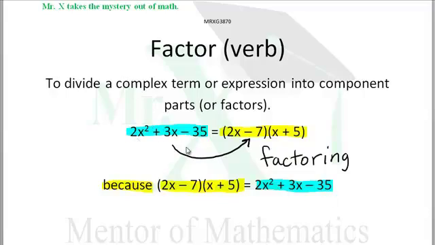And if you started with this quadratic, 2x squared plus 3x minus 35, you could factor it into these two binomials because they are equivalent. This is the same as this. When we go from the trinomial to the two binomials, we call that factoring.